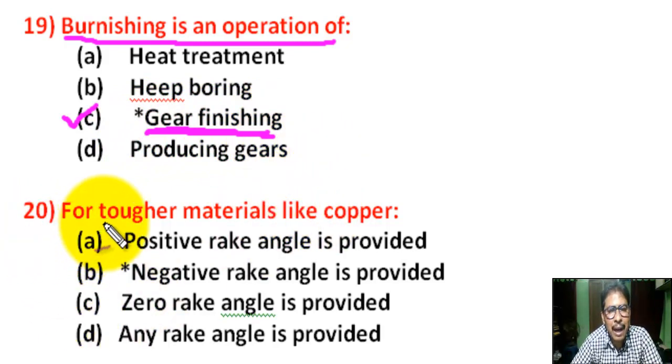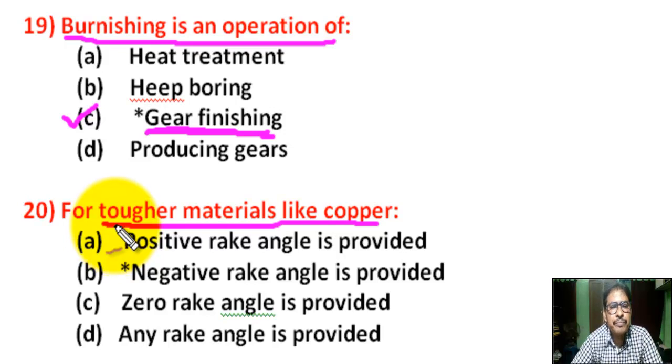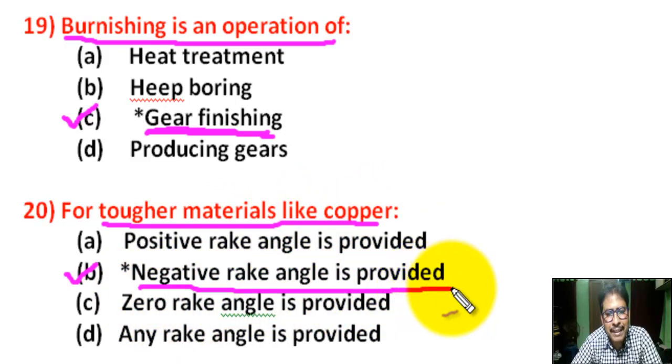Question number 20. The tougher material like copper. Copper is a tough material. There are 4 options. Correct answer is B. For tougher material like copper, negative rake angle is provided.